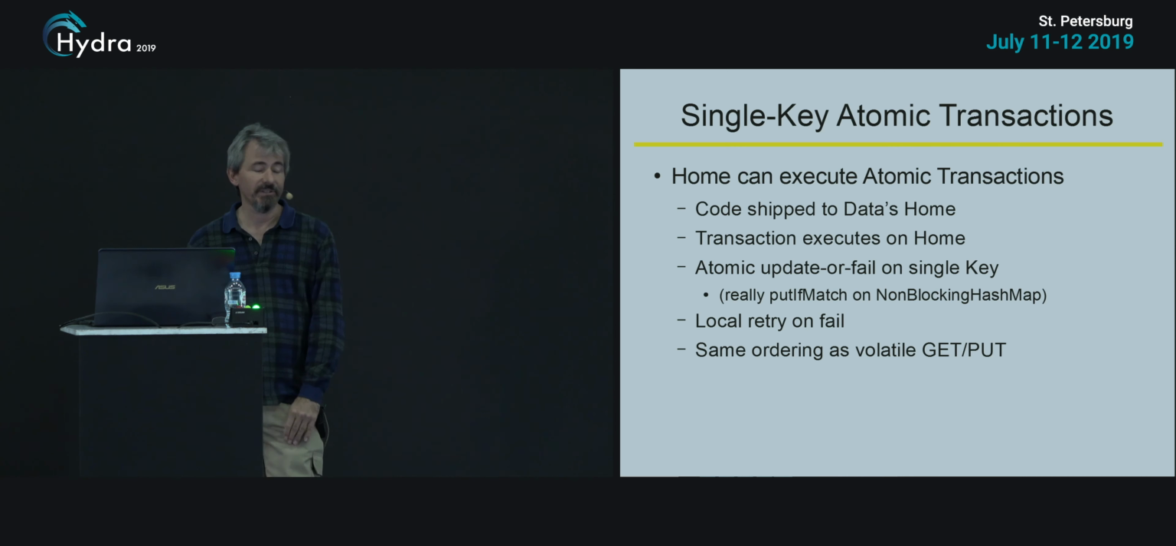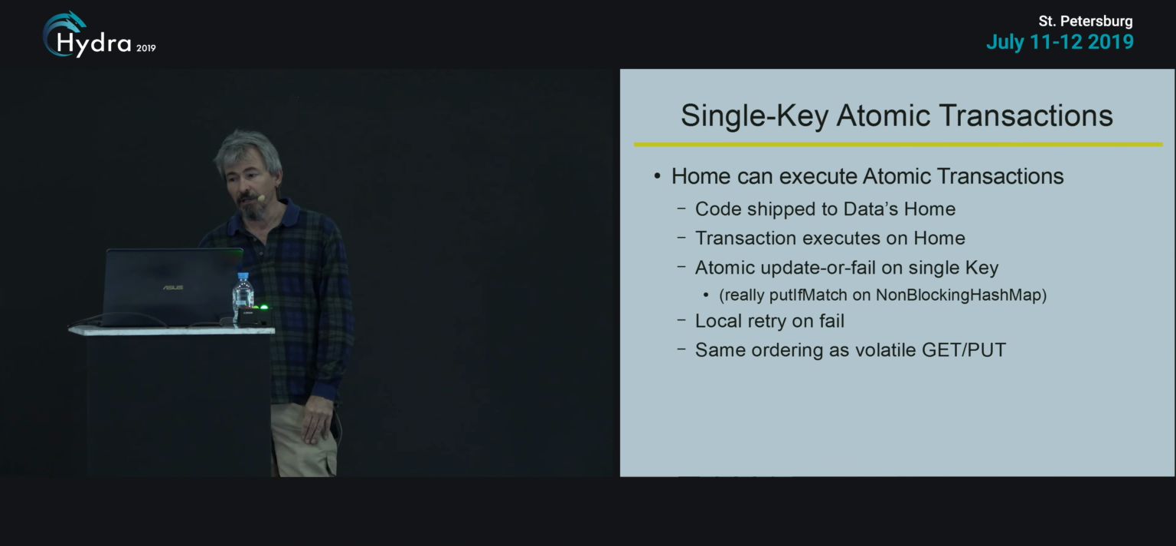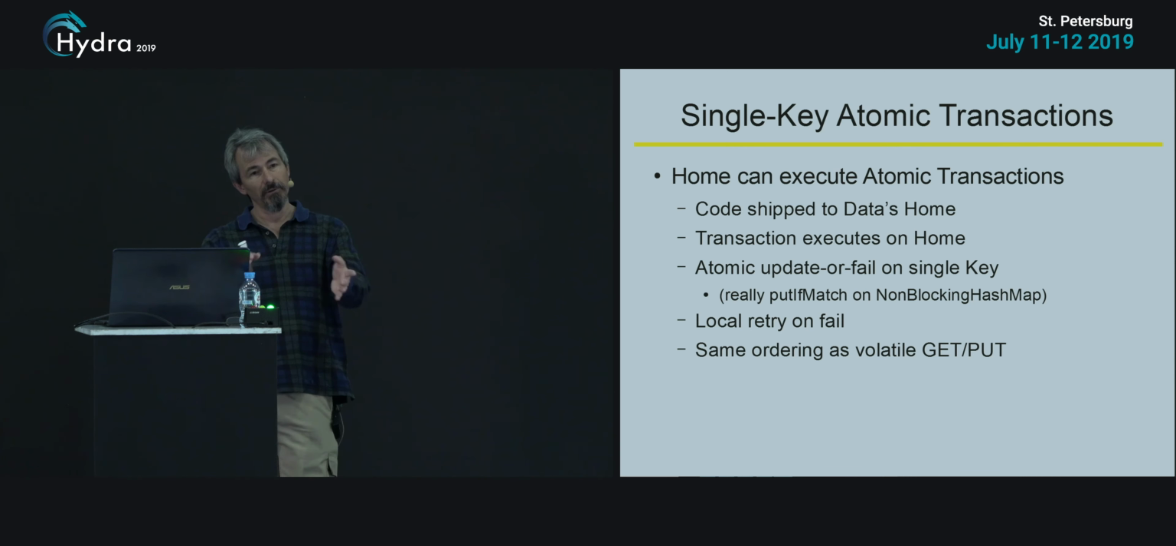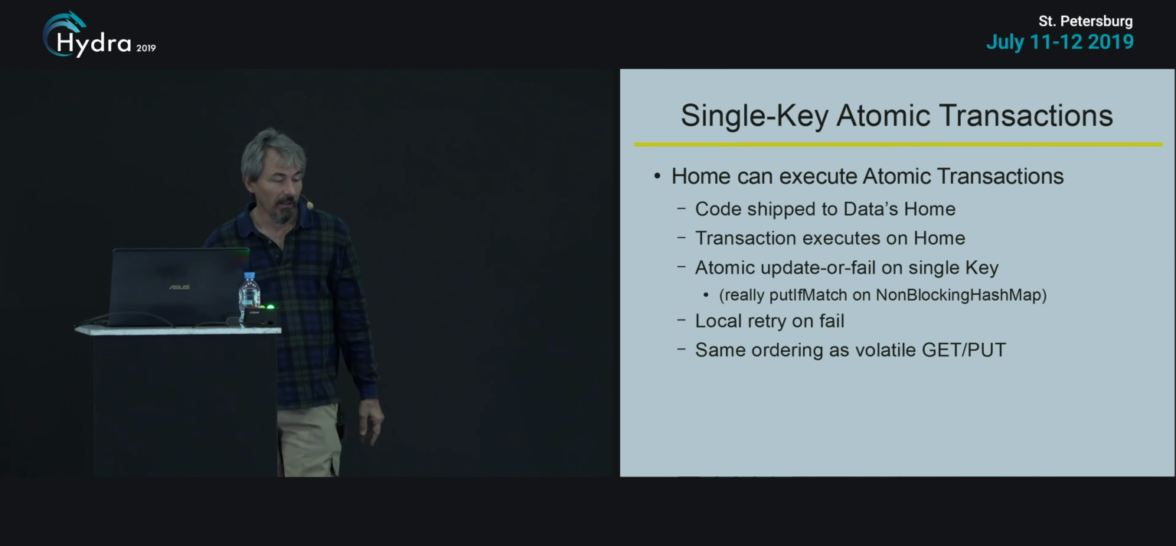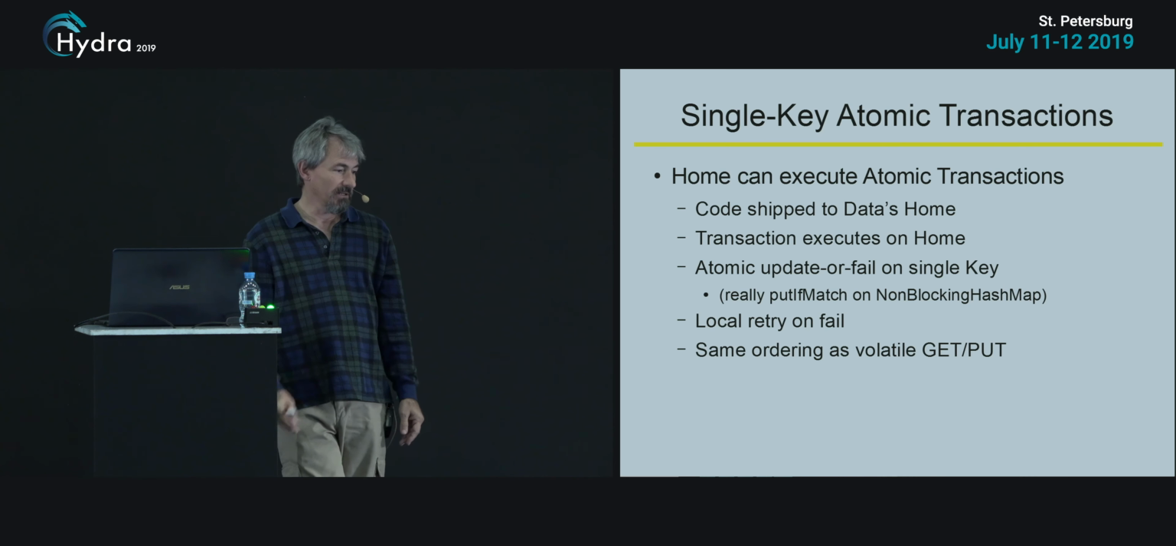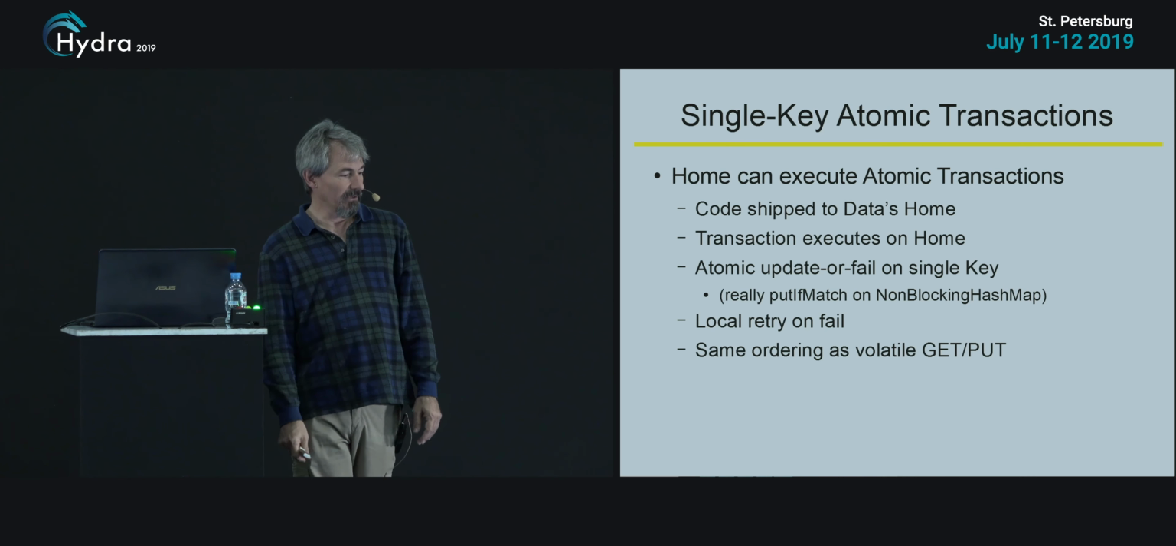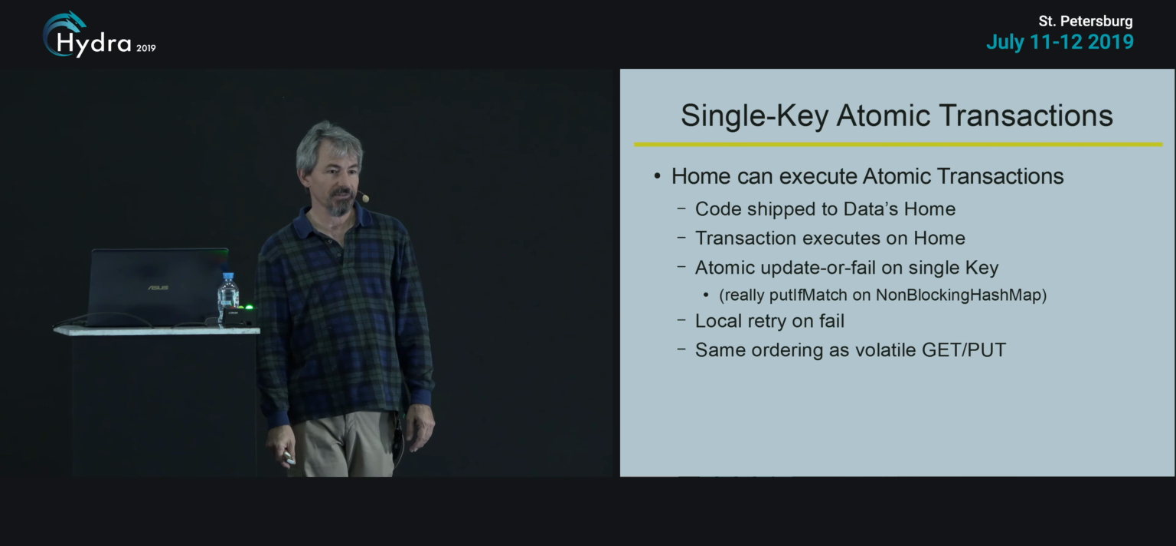We also support single key atomic transactions. We ship the code to the home node. We don't ship the data anywhere. The data is too big. So you ship code instead of data. The home node executes the transaction, attempts the atomic update. If that fails, he'll locally retry until it works.